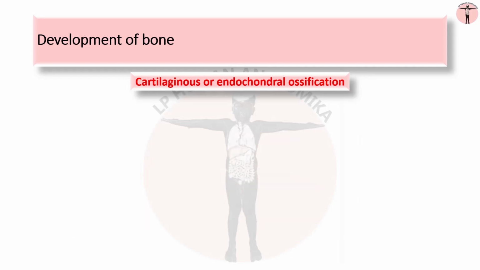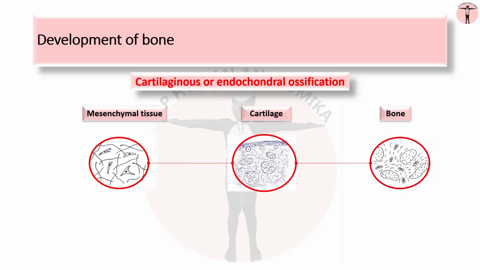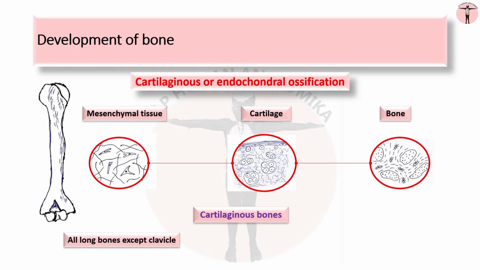Now, let us see how the cartilaginous or endochondral ossification occurs. Most bones of the body ossify in cartilage. This method is described in stages with reference to a simple long bone. As already told, it involves conversion of mesenchymal tissue into cartilage that later is replaced by bone. The bones developed by cartilaginous ossification are called cartilaginous bones. The examples of bones developing from endochondral ossification are long bones except clavicle, base of the skull, vertebrae and ribs.